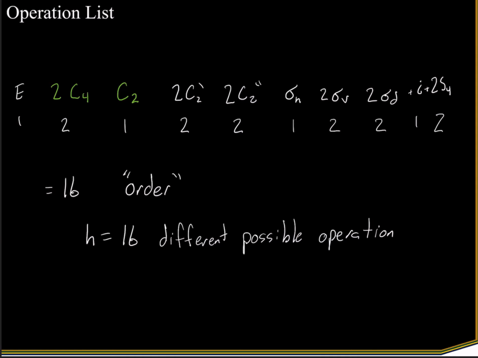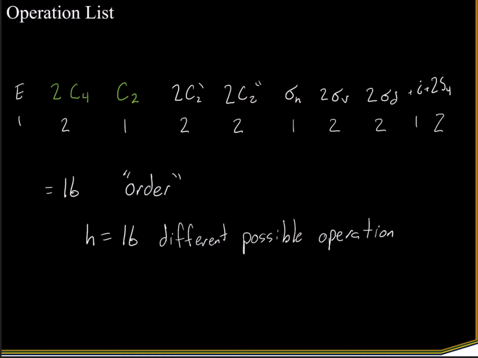Again, both of those are not contained within the principal rotation axis. We do have a horizontal mirror plane, a sigma h. We have two vertical mirror planes and two dihedral mirror planes, and now, with our improper rotations, we can add an inversion and two S4s to our list here. And so if we count up the total number of symmetry operations that can be done on cyclobutane, we end up with the number 16.